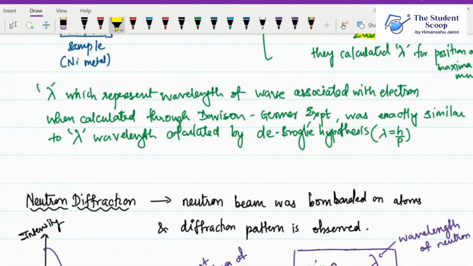Now, lambda represents the wavelength of the wave associated with the electron when calculated through the diffraction experiment. And whatever value of lambda is calculated with this experiment is the same value that we got from de Broglie's hypothesis. So this is very similar.